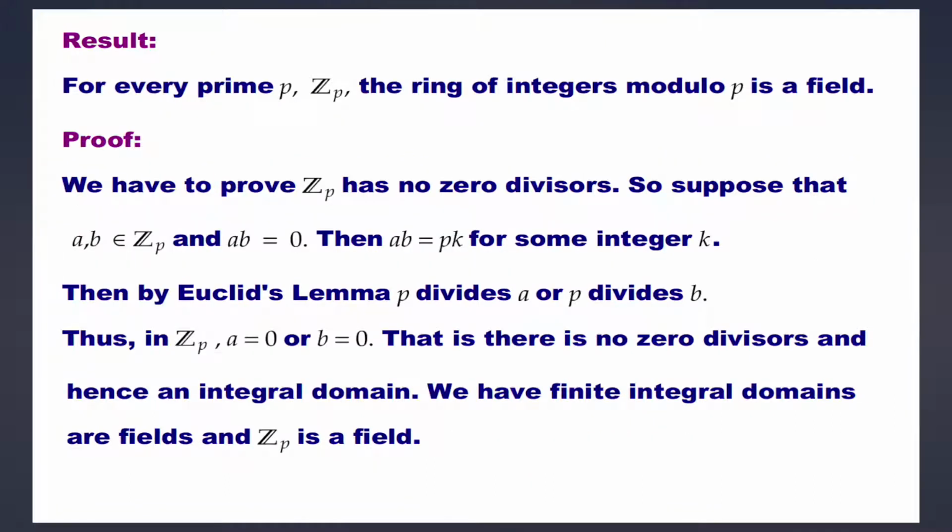Let us see another result. For every prime p, Zp, the ring of integers modulo p, is a field. The proof: we have to prove that Zp has no zero divisors. So let us suppose that there exist a, b belonging to Zp and ab equals 0. Then ab equals pk for some integer k. Then by Euclid's lemma, p divides a or p divides b. Thus in Zp, a equals 0 or b equals 0. That is, there are no zero divisors and hence it is an integral domain. We have that finite integral domains are fields, and Zp is a field.